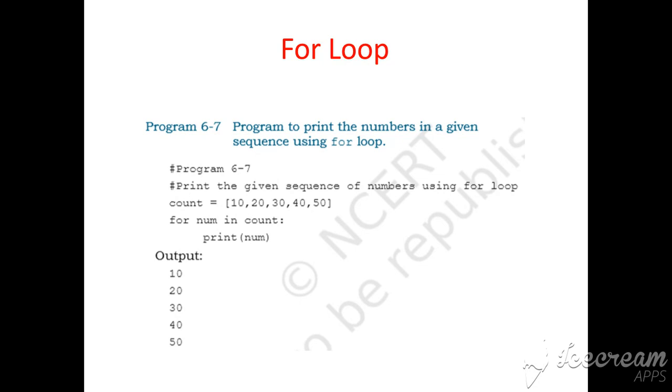First, count is equal to 10, 20, 30, 40, 50. It is a sequence. Then for num in count, first the value of num becomes 10. Then there is a condition also there. For num in count means we check that 10 is inside that sequence. So if it is true, then only it prints the num.